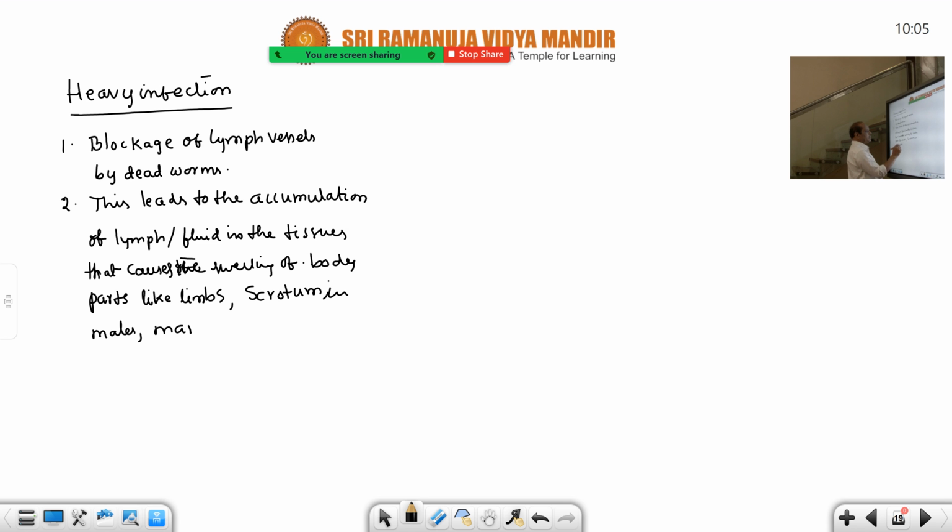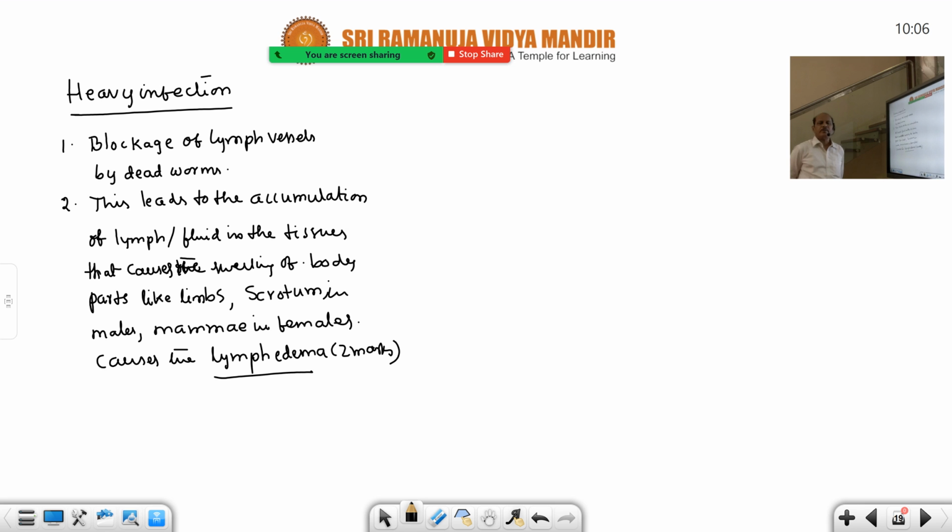And the mammae in females, the mammary glands, also enlarge. Normal enlargement of mammary glands is different from this enlargement. Clearly it can be known. Mammae in females, scrotum in males, and limbs, these are all extremities of body parts. They are swollen and cause edema. This symptom is called lymphedema. This is also given for 2 marks. Lymphedema.